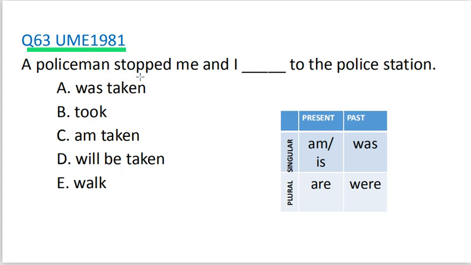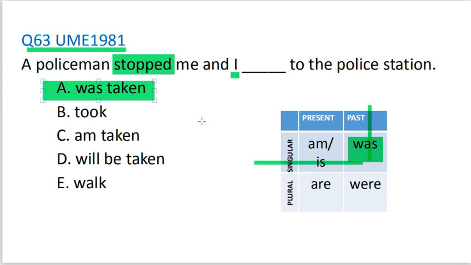The policeman stopped me. Stopped, that is past tense. That shows that whatever happened has happened in the past tense. Then let's look at the subject of our passive sentence. I dashed to the police station. I is the subject. I is singular. If you check the table, singular past, that is was. Then the past participle of take is taken. That makes option A our correct option, was taken. The policeman stopped me and I was taken to the police station.